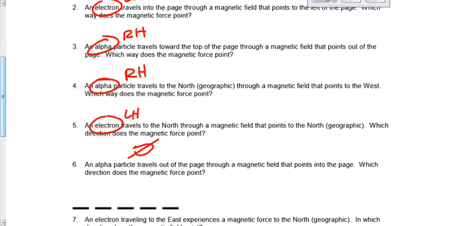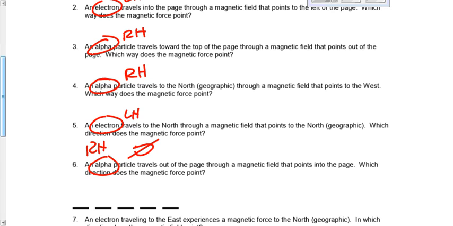Number 6, an alpha particle, that's a right-hand rule problem, travels out of the page, magnetic field that points into the page. What's the force? 0. There is no force, yeah, because they're parallel to each other, right? When they're parallel, there is no force. Perpendicular, use the deflection rule. Parallel, there is no force. In between, don't worry about it. You're not going to see it.